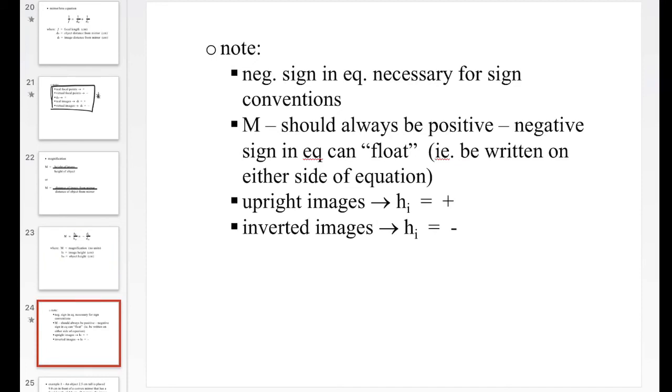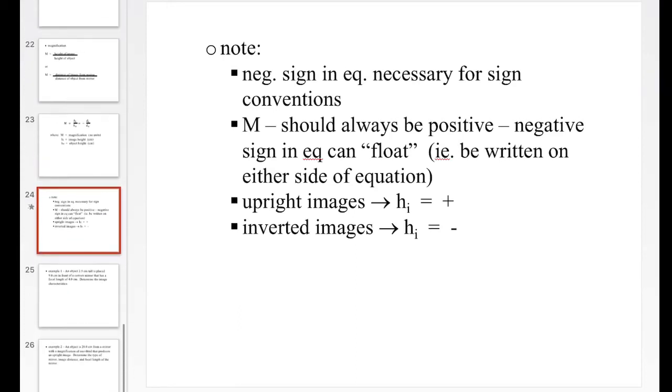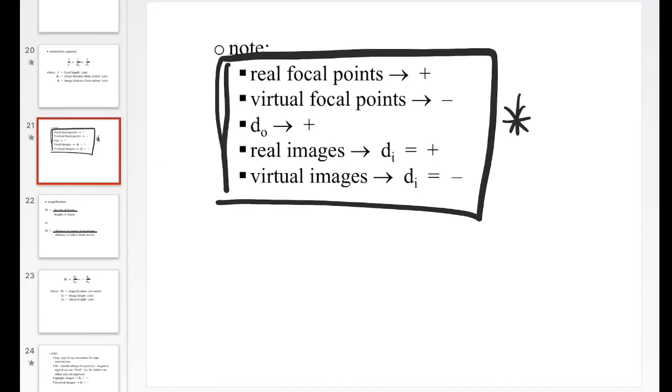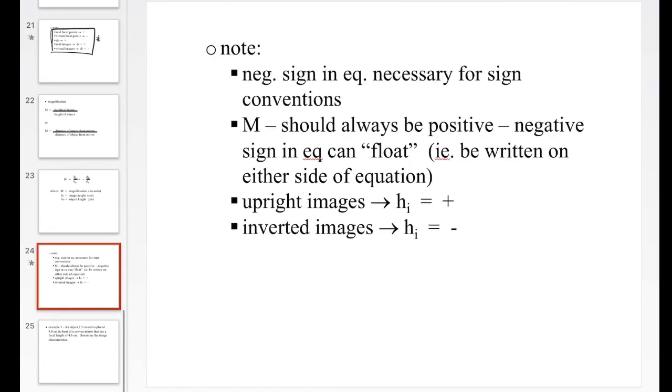That negative sign is just necessary for sign conventions. Just remember, magnification is always positive, okay? So that negative sign can float, kind of be written on either side of the equation. So if you get a negative, then you just move it to the other side. But it should always work out as long as you, again, obey these rules here of negative and positive images, okay?